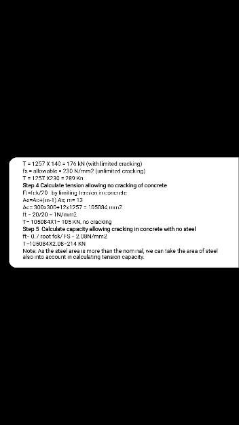Now the fifth step, calculate capacity allowing cracking in concrete with new steel. Ft is equal to 0.7 root Fck by Af. We'll get 2.08 and tension is calculated as 214 kilonewton.